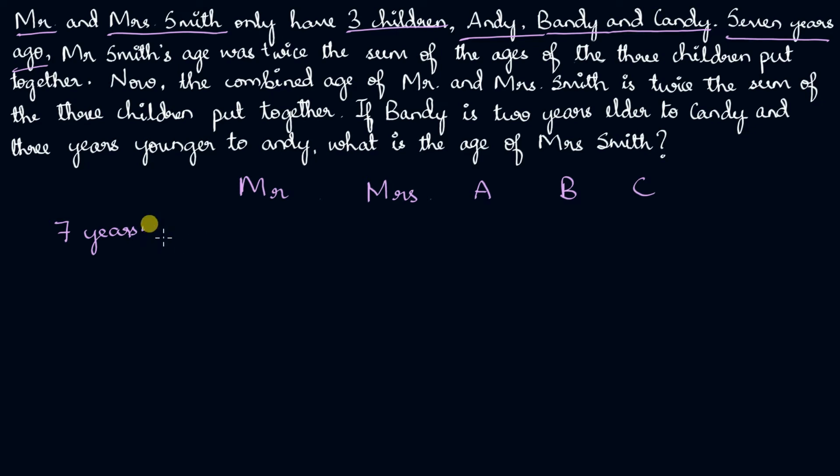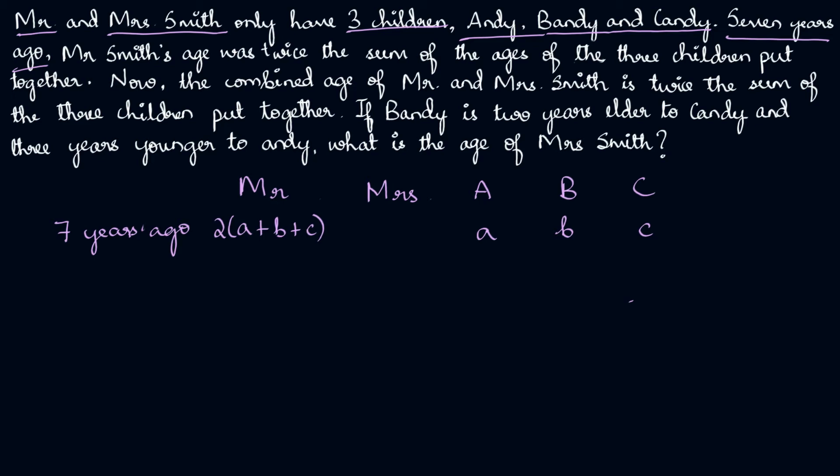So what happened 7 years ago? Let's see. So Mr. Smith's age was twice the sum of the ages of his children put together, which means that, okay, let's say that these children are A, B, and C years old, respectively. So in that case, Mr. Smith's age was 2 times A plus B plus C, right?